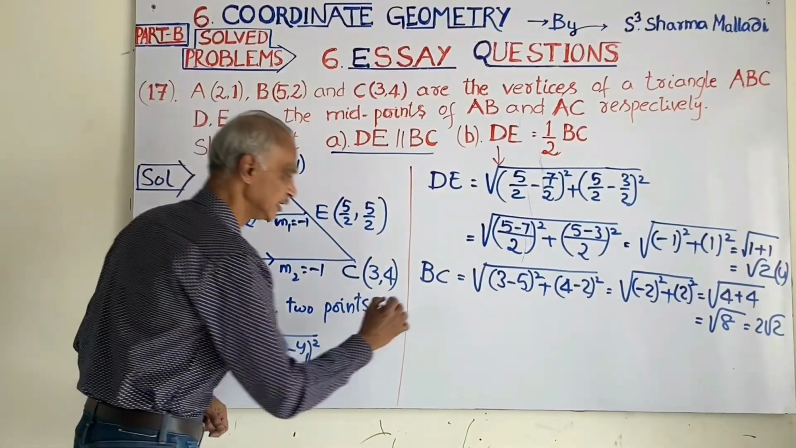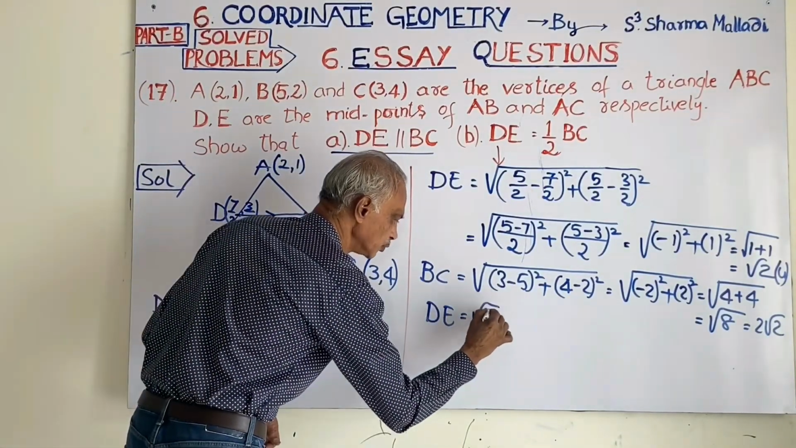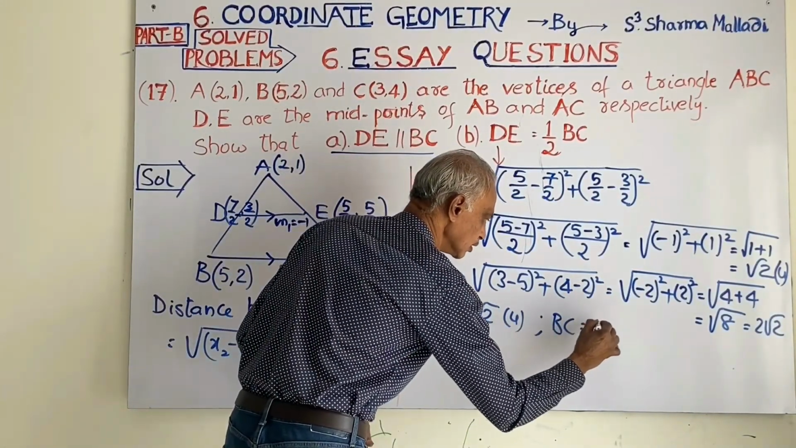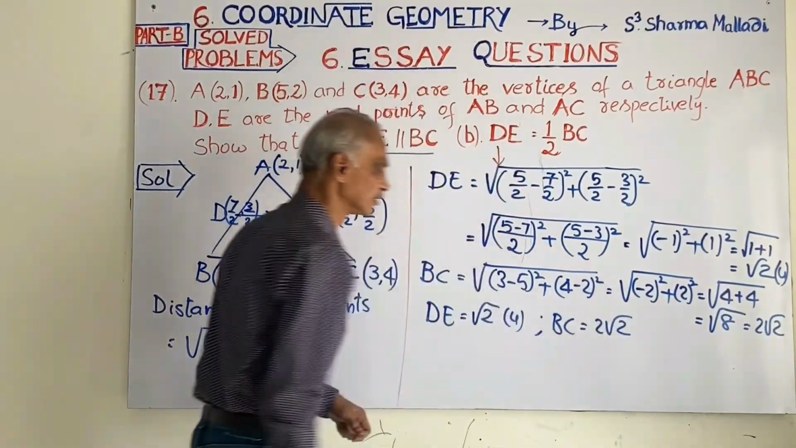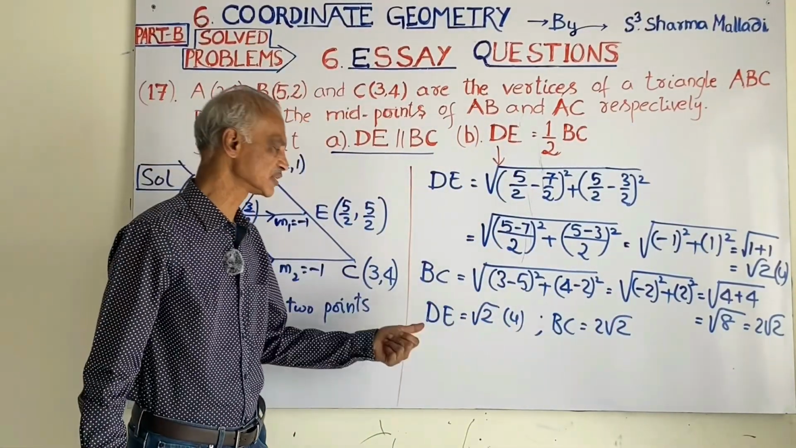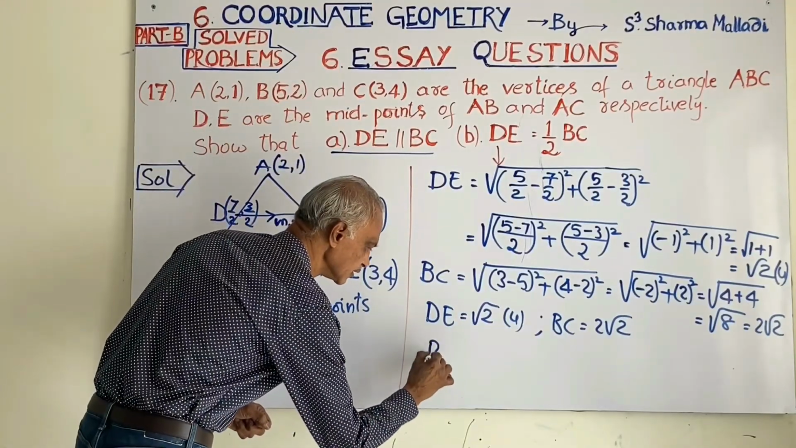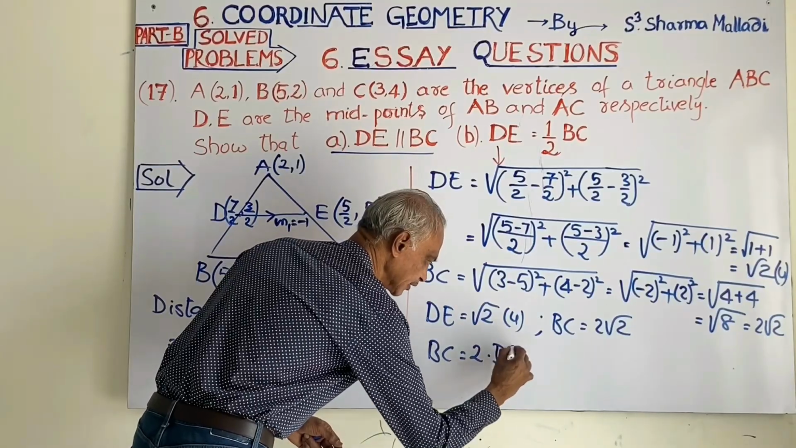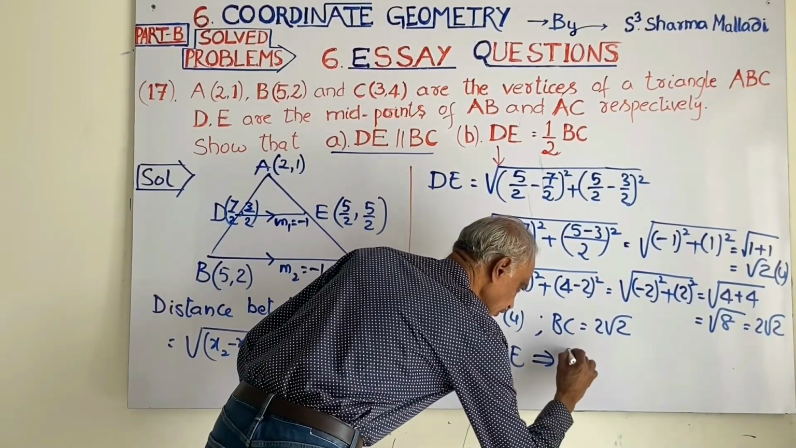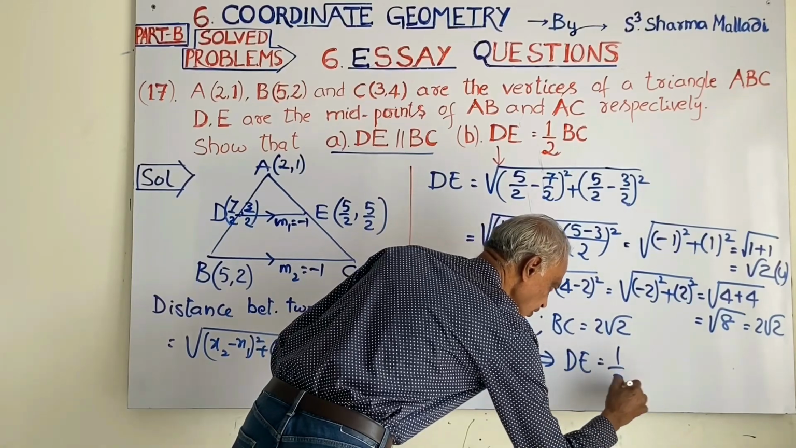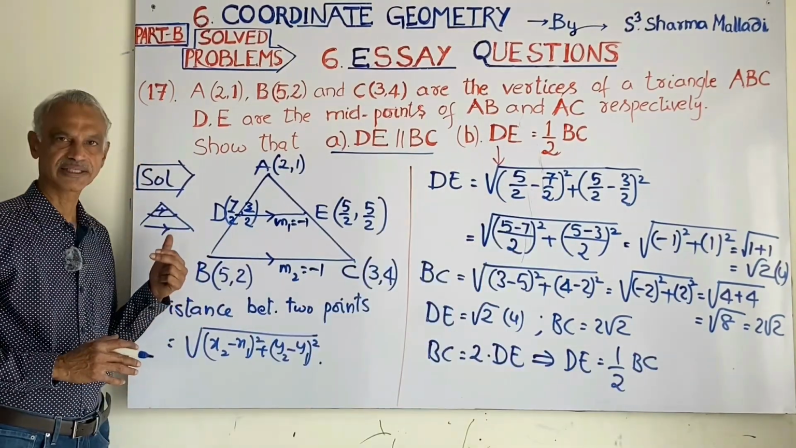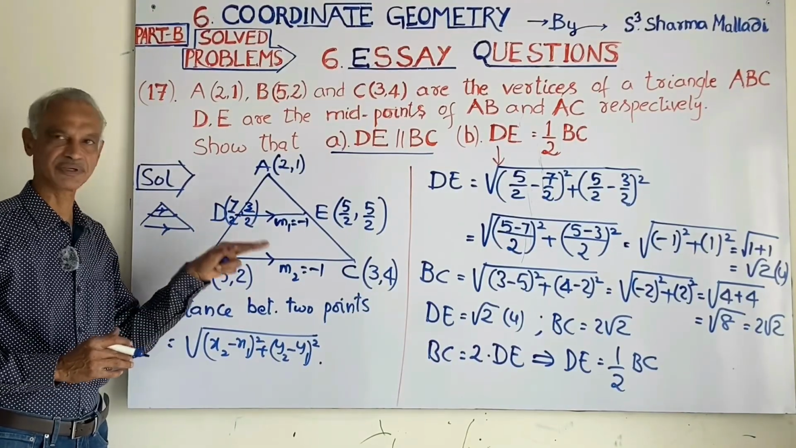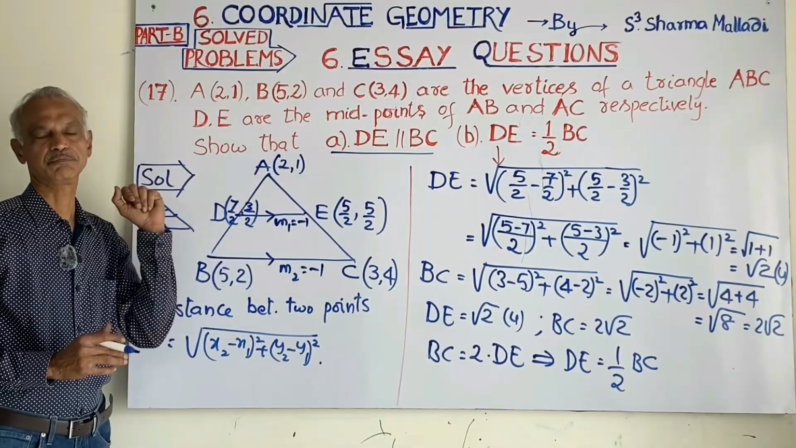Now you got DE as root 2 units, whereas BC you got 2 root 2. See, BC is 2 times DE. You got BC is equal to 2 into DE. DE is equal to half of BC. Like that you should remember. DE is parallel to BC and DE is half of BC if they are midpoints.